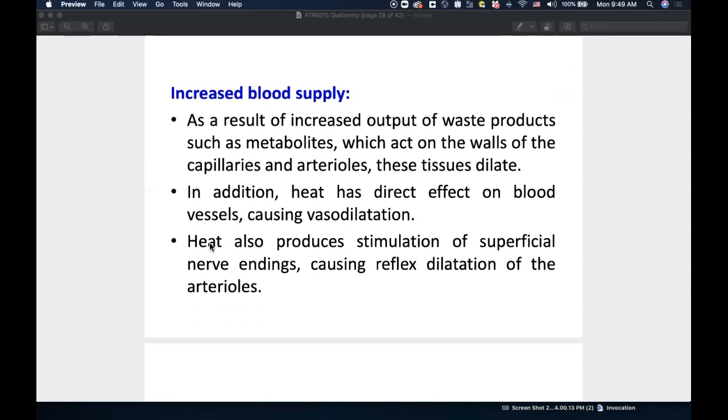The other thing that we know diathermy does when we apply it to a patient is increase blood flow, right? And this is kind of a result of increased output of waste products such as metabolites. So this increased blood flow is going to be responsible for doing what? It's going to be responsible for removing those waste products out of the injured area and making way for what? New products, such as the white blood cells that will come in and cause phagocytosis, right? Are you guys seeing that? So we get this increased blood flow to the area most often as a result of vasodilation, right?